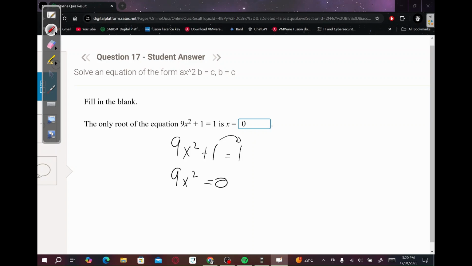Whatever number you multiply by any coefficient, any whole number, will give you 0. Any number in general, it's going to be 0. So you divide by 9 on both sides. X squared is equal to 0. X is equal to 0. This is your final answer.